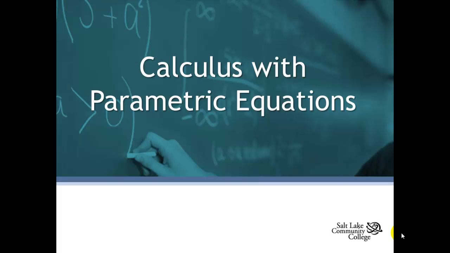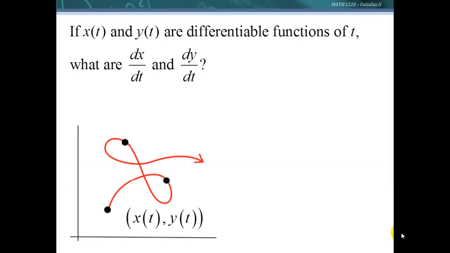Let's look at calculus with parametric equations. If we're looking at the motion of a particle flying around, and x of t and y of t are differentiable functions, what are dx/dt and dy/dt? So dx/dt is the rate of change of x with respect to t, t being in this case time.